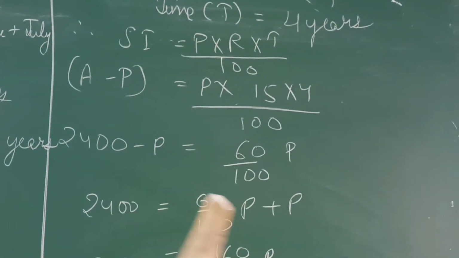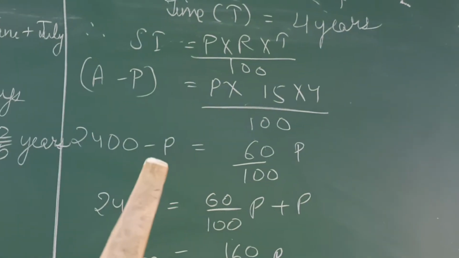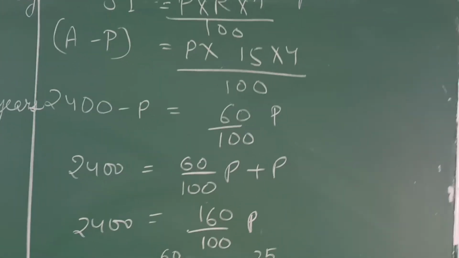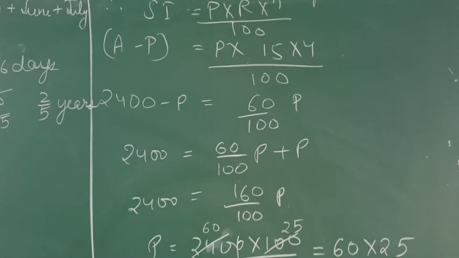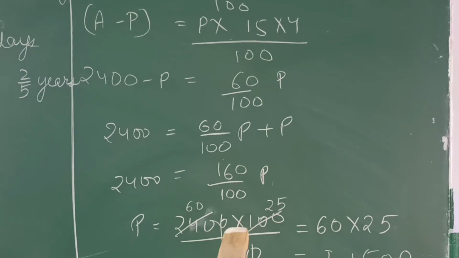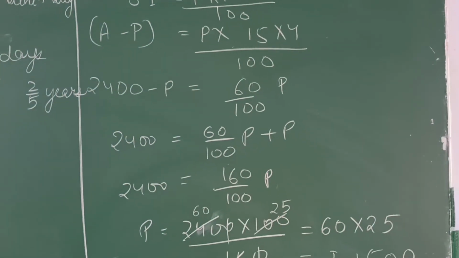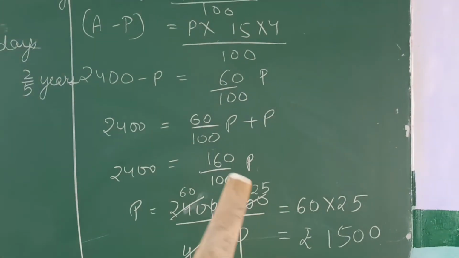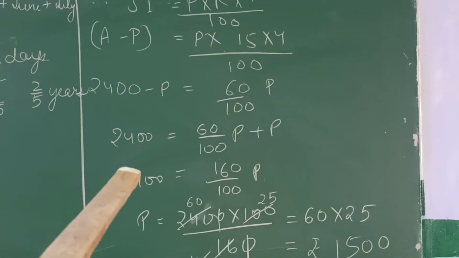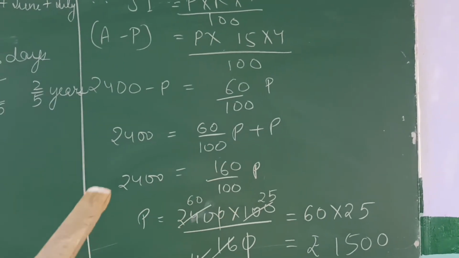Now we will shift this P to the right hand side because they are of the same variable. Then P we have shifted the right hand side, so the sign of the P is changed, that is positive sign. Now we will take the LCM, we will get 160 upon 100 P. 100 will go here. We will add this 160 upon 100 P. Now we have to find out the value of P. We will shift this 100 to the left hand side.